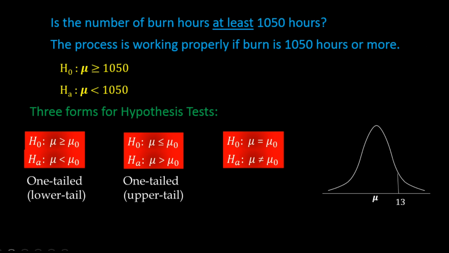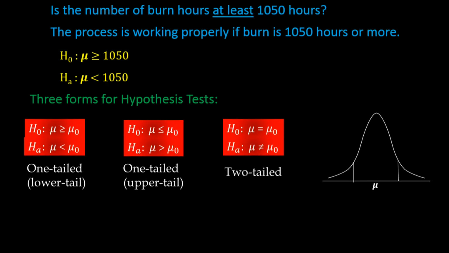And finally, we have the last case, which states a null and alternative hypothesis that doesn't focus on a direction. It is simply equal or not equal to. That means the process is not working properly if the sample data is either too high or too low. So there are two tails we are concerned about, both the upper tail and the lower tail, and therefore this is called a two-tailed test.